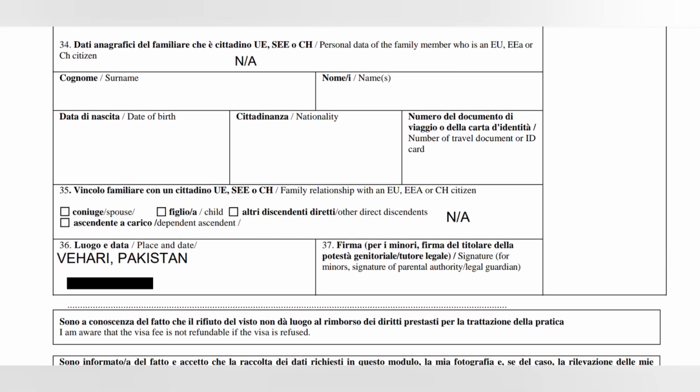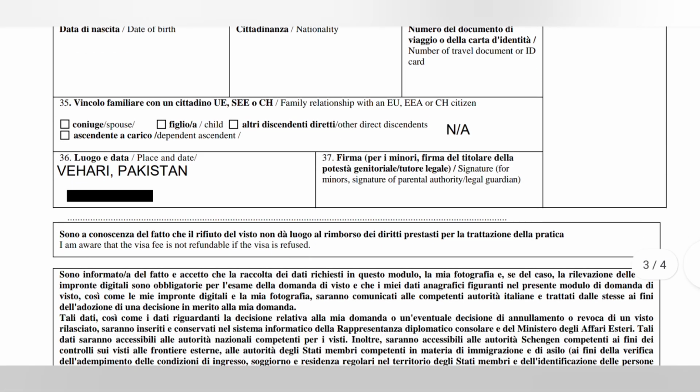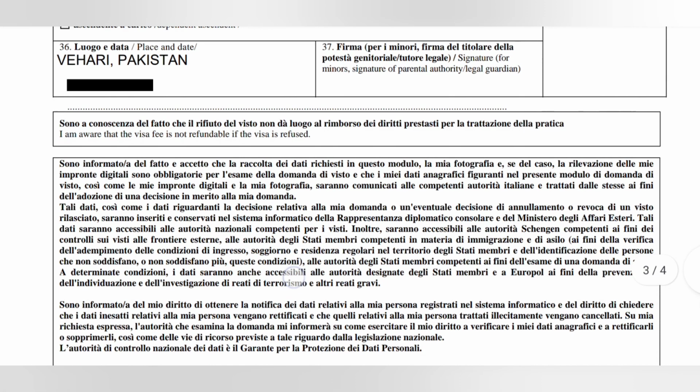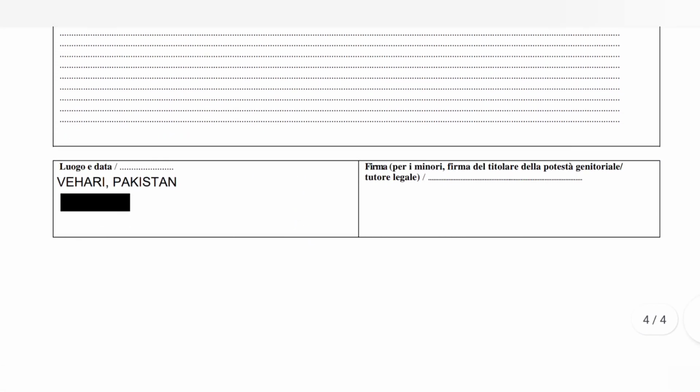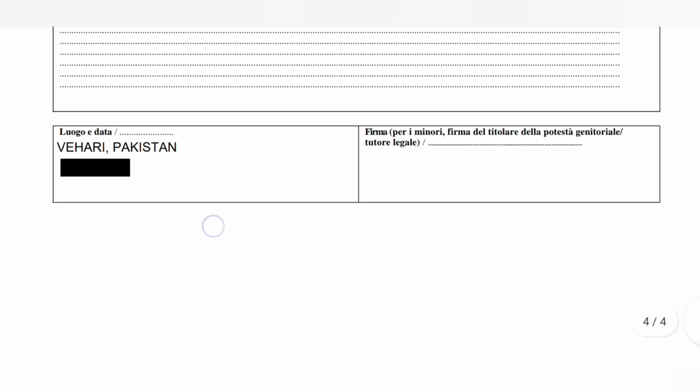Personal data of the family member who is an EU or EEA citizen. So don't tell them. Even if there is someone, just write N/A here and move on. 35th, family relationship with an EU citizen. N/A, the best answer. Place and date, your place of birth and date, and then you have to sign at the end. Yes, firma, here you have to sign, and again place and date.